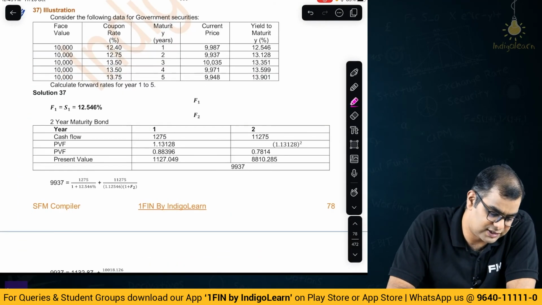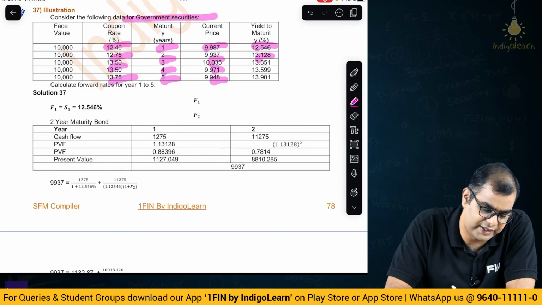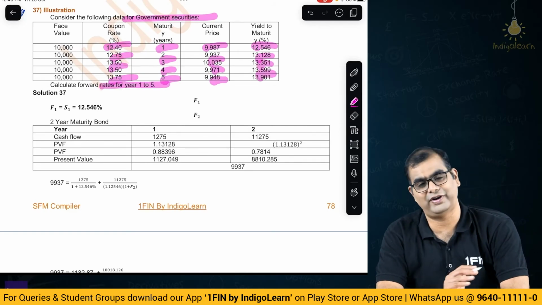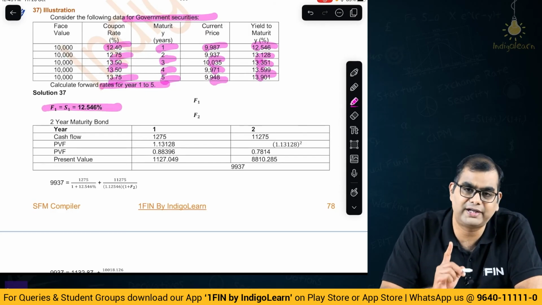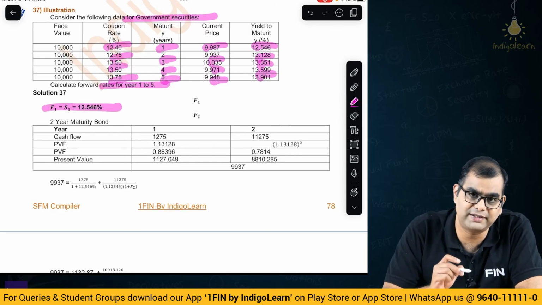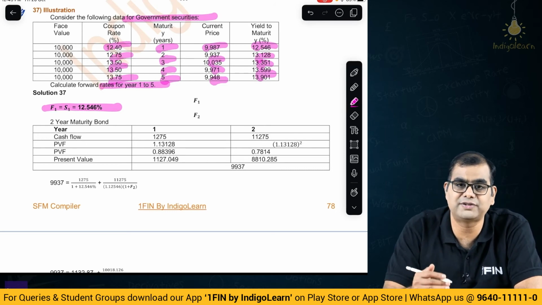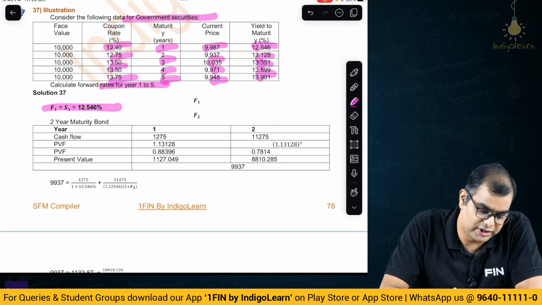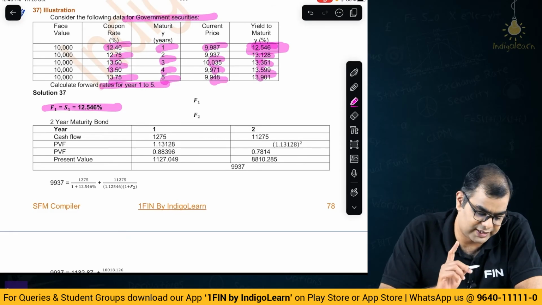This is an interesting one. Consider the following data for government securities. Different coupon rates are given, different years, current prices and YTMs are given. Now, calculate the forward rates for years 1 to 5. Fantastic question. For the first year, the forward rate and spot rate are the same. A spot rate is a rate for a loan of a specific tenure, and the same rate is applicable for all the years. Here, the yield to maturity is 12.56 for a 1 year loan, so the same rate is the forward rate as well as the spot rate.